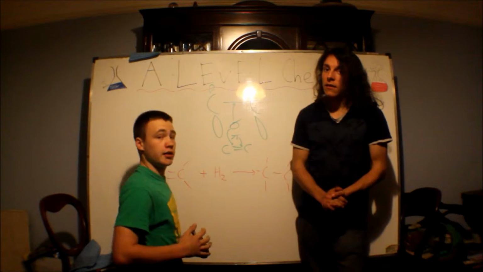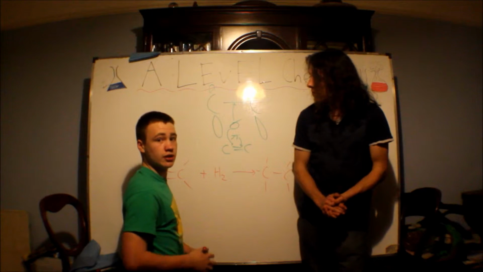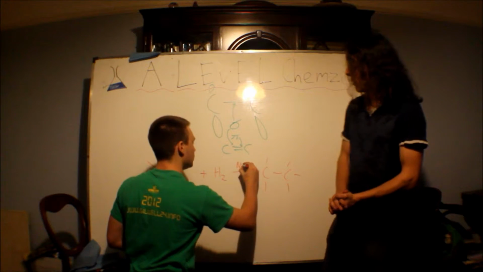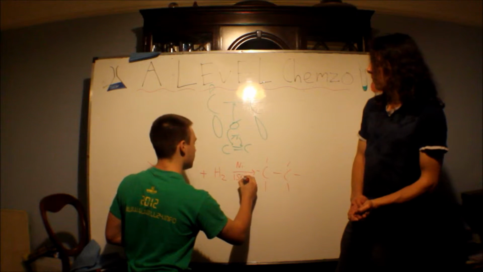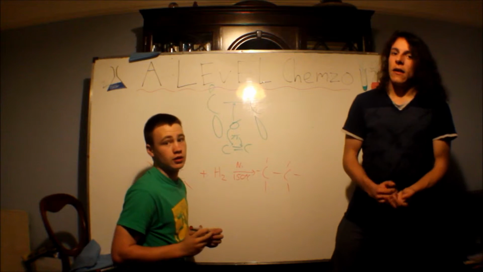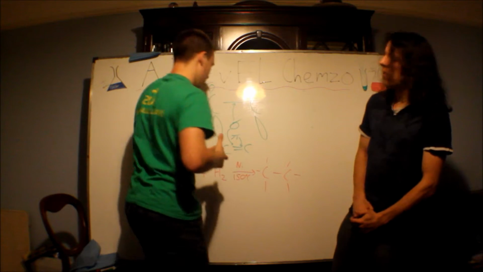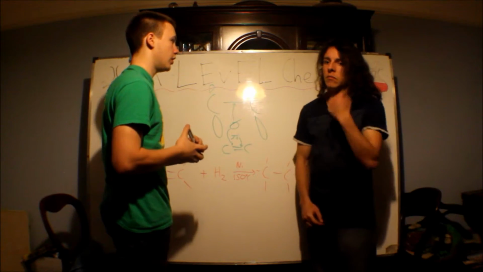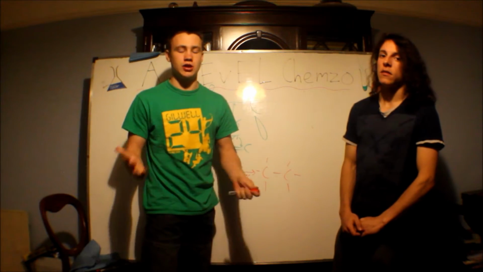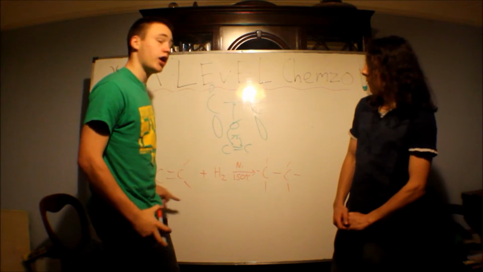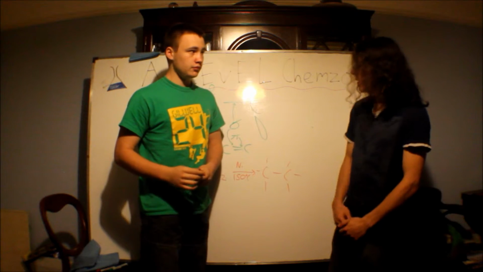The catalyst used when it's hydrogen is always nickel. It is always nickel. And the temperature is roughly 150 degrees Celsius. You just need to know that. There's a few things in chemistry you just have to be able to regurgitate. That's one of them. And this is called hydrogenation. It has its own word for reacting hydrogen with an alkene.